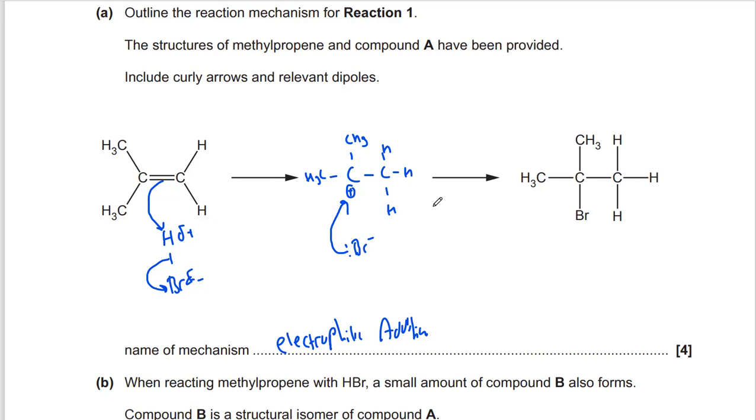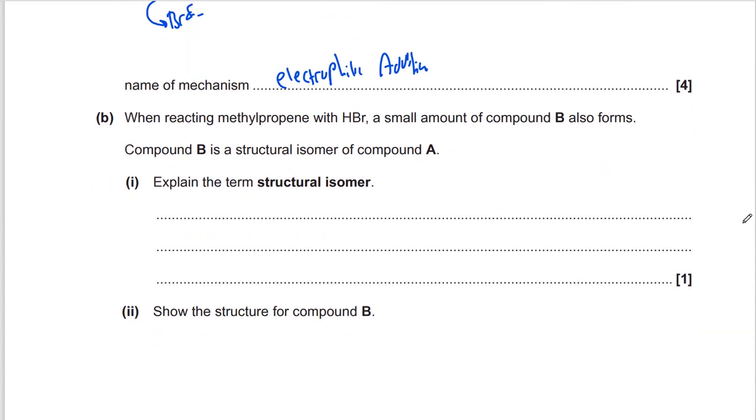4 marks. Couldn't be easier. You effectively get 1 mark per arrow and the dipole, I suppose, and then 1 mark for the name electrophilic addition. It's a very, very straightforward question, this. And remember, electrophilic addition, all of these mechanisms are always the same thing. It's the same arrows over and over again. Nice and easy. I'm not going to dwell too much on this. Right, explanation of terms then, a little bit of a definition. Again, structural isomer is when you have the same molecular formula.